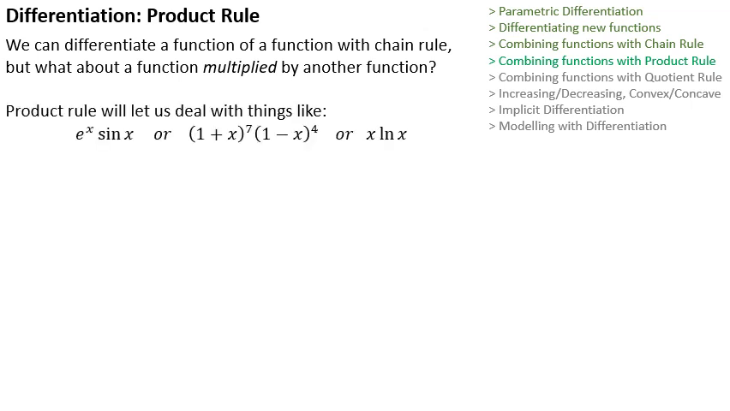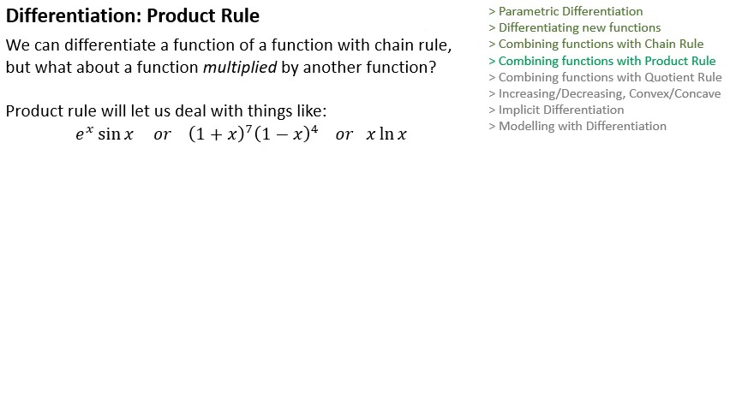Here's a few examples. What if we've got not e to the power of sine x, which would be a classic chain rule problem, but what about e to the x multiplied by sine x? So we can no longer think of this as a function of a function, but it's a function that we know how to differentiate multiplied by a different function, which we also know how to differentiate. And the question is, can we use our knowledge of those two separate derivatives to allow us to find the derivative of this combination?